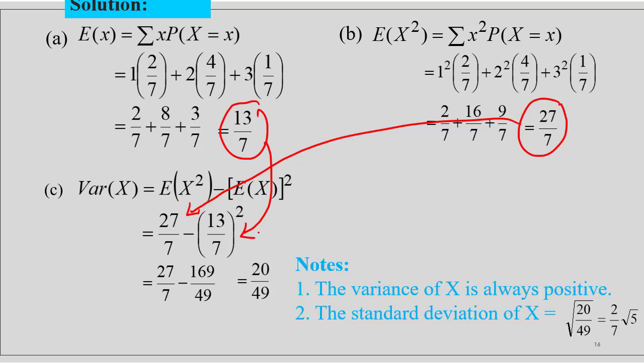You have to take note that the variance of X must always be positive. If the question asks for the standard deviation, we just take the square root of 20 over 49, and you have to make sure the value of the standard deviation is also positive.